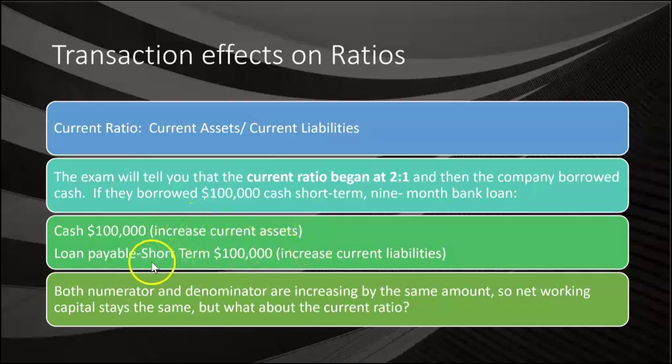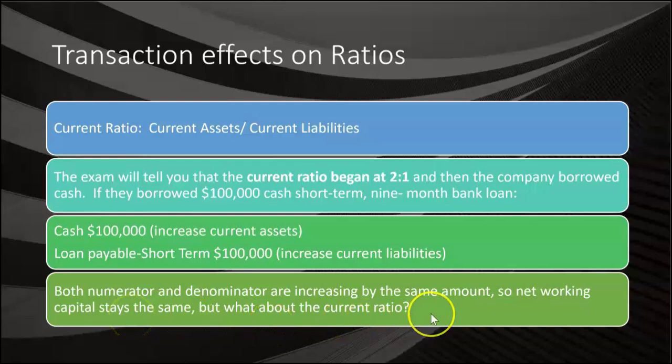But look what's also happening. You're going to have a loan payable short term. So you're going to have a $100,000 increase in current liabilities this time. So now both the numerator and the denominator of the current ratio are increasing by the same amount. As for the net working capital, that's going to stay the same. Your current assets, your current liabilities, that's going to stay the same.